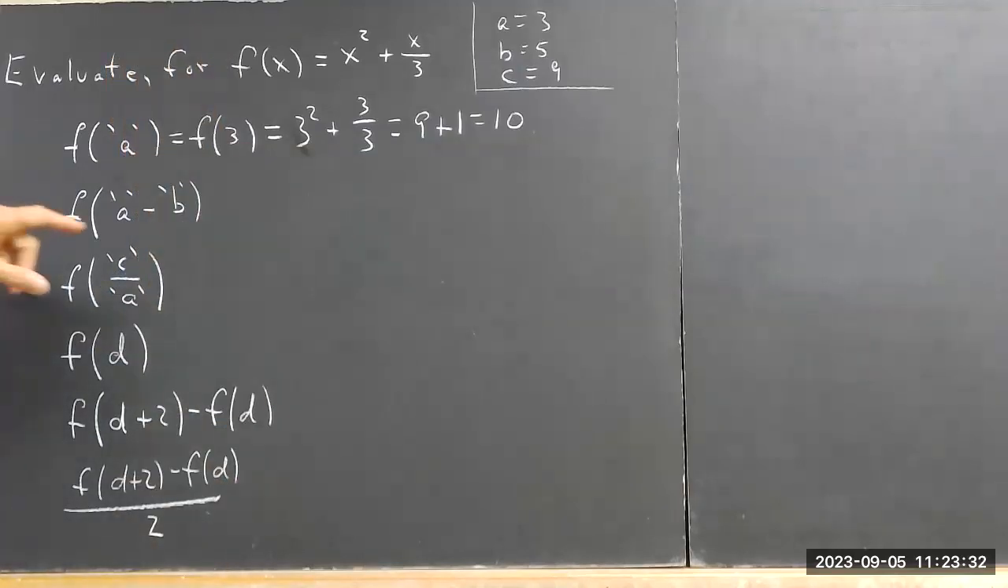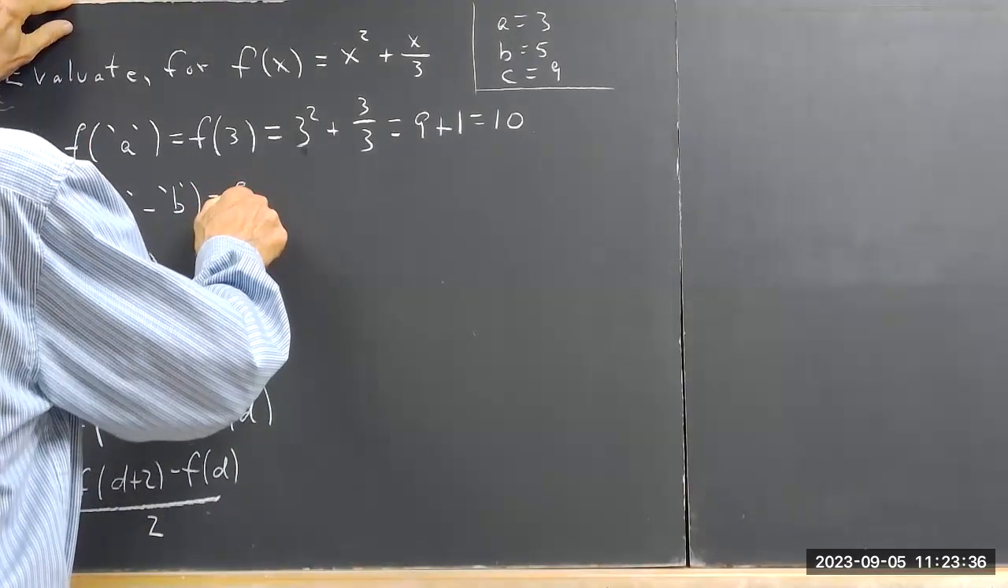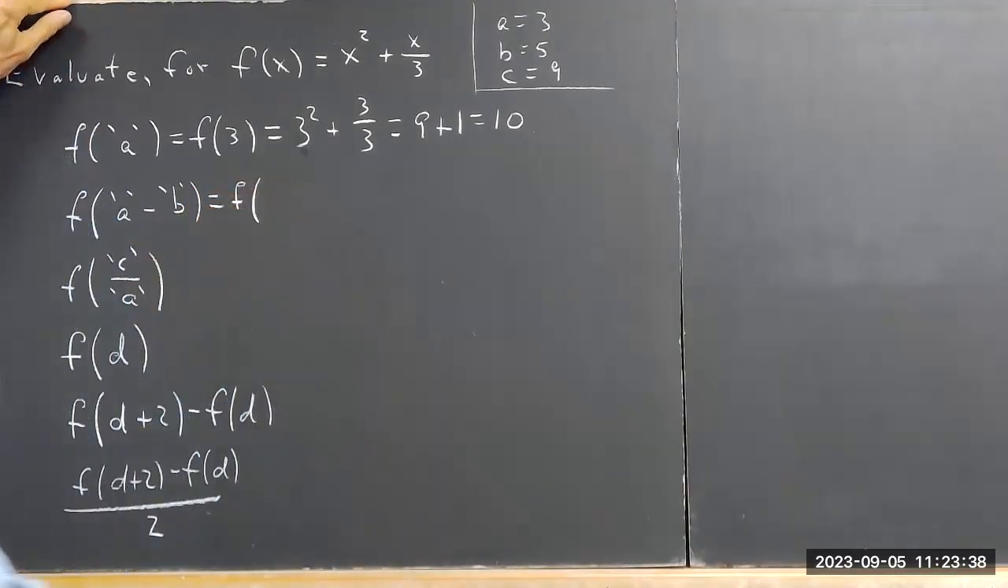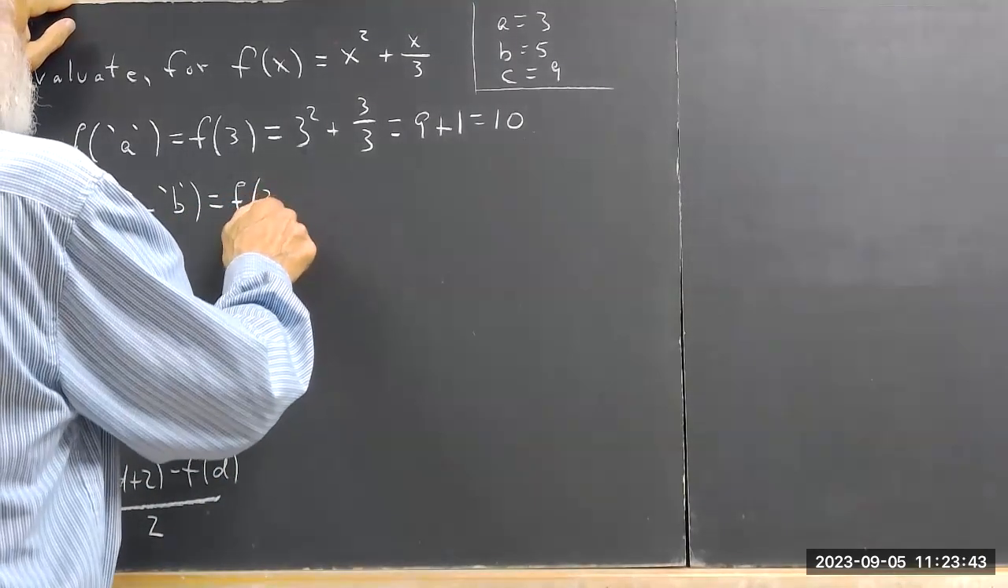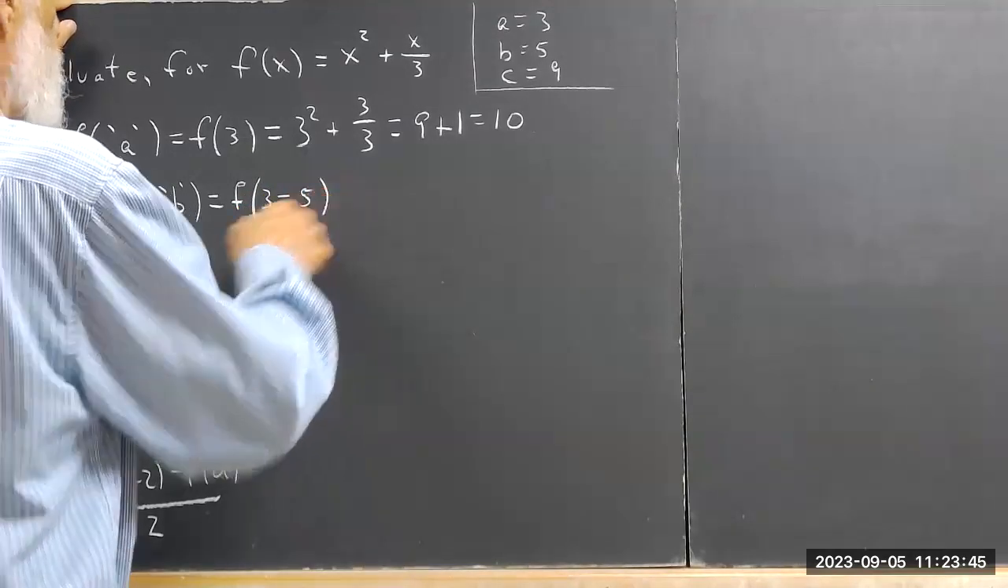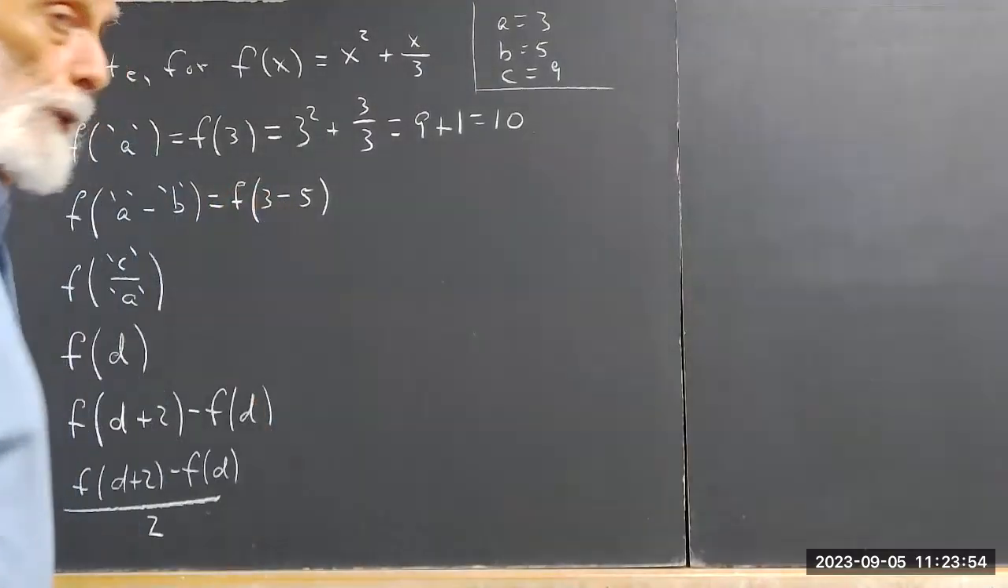Now f of a minus b. This gets a little into order of operations, but a is 3. b is 5. So you get f of 3 minus 5. What's the next step? Well, the next step is you do what's in the parentheses.